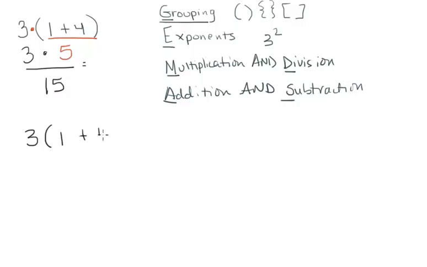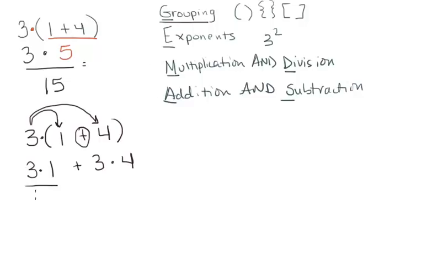When I distribute, what I'm doing is I'm saying I'm going to multiply each term in my parentheses by this number on the outside. So I'd multiply 3 times 1 plus 3 times 4. Okay, so 3 times 1 plus, and I'm getting that plus from here, 3 times 4. Now, order of operations tells me that I need to multiply before I add. So 3 times 1 is 3. 3 times 4 is 12. Bring down the plus, and now I can add. 3 plus 12 is equal to 15. Notice, answers are the same here.